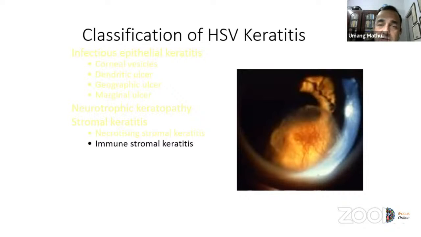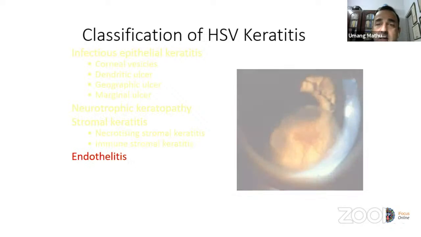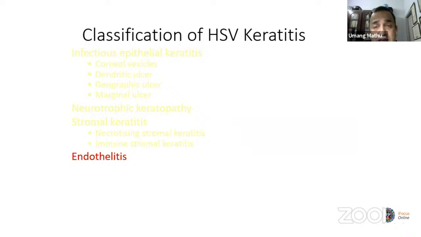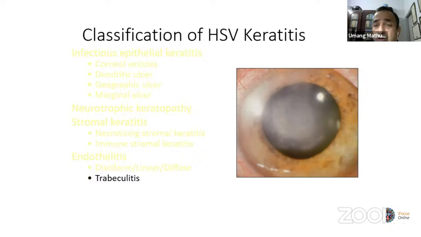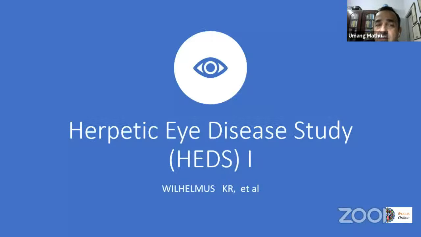There may be a stromal blood vessel around which there's some infiltration. This is immune-mediated. And then you have endothelitis, which is probably, after dendritic ulcer, the next commonest. You see a condition like this where the patient presents with stromal edema. If it's a lot of edema, you sometimes are not able to see the KPs, but just behind that, you'll find there are keratic precipitates. It could be disciform, linear, or diffuse. You could have trabeculitis, so oftentimes you may have raised pressure, and you may have uveitis.